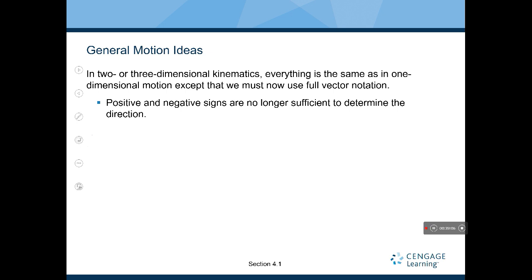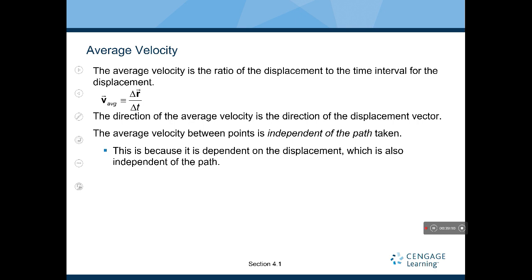So, as it says, positive and negative signs are no longer sufficient to determine direction because it's not one-dimensional. So, here we go. Average velocity, instead of saying delta x, is simply delta r over delta t.